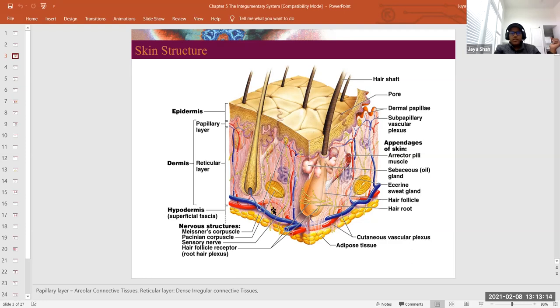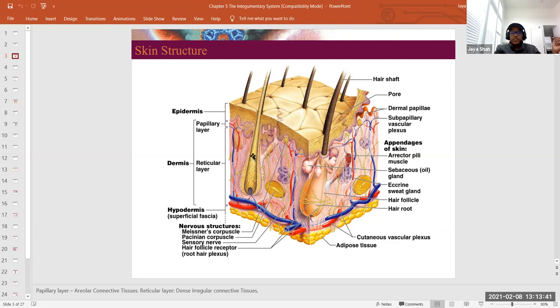Another is Pacinian corpuscles. You see there is a nerve ending and then the nerve ending is covered by layers of connective tissue. Like there is a fiber in the center of an onion and then onion layers are around it. This is called Pacinian corpuscles. This is another receptor in the skin. This is a pressure receptor, deep touch and pressure receptor, okay?